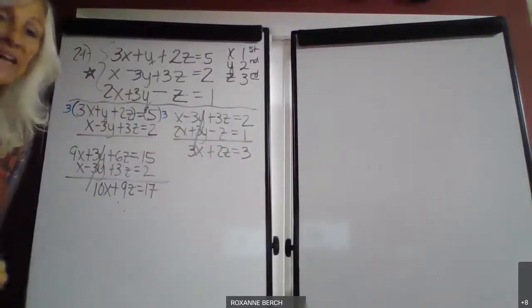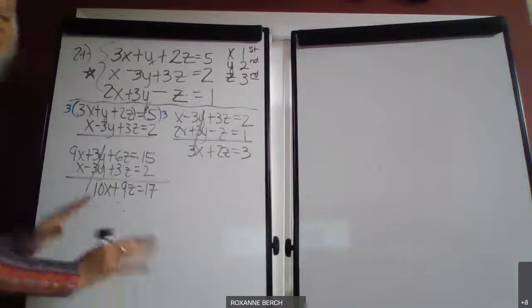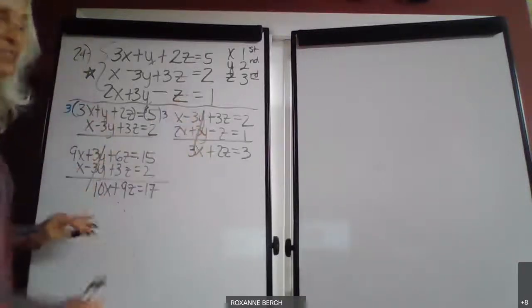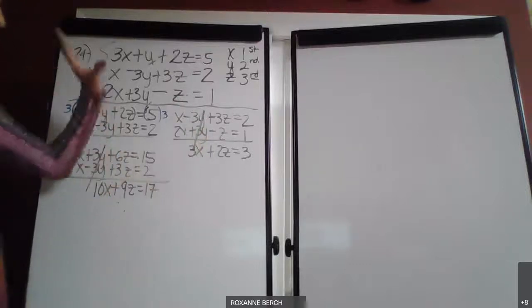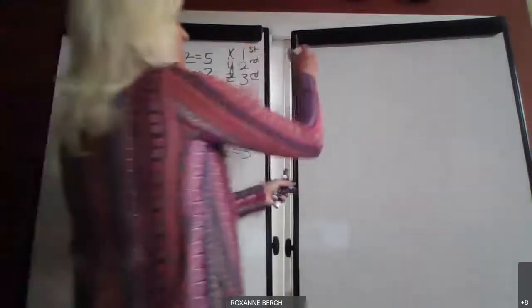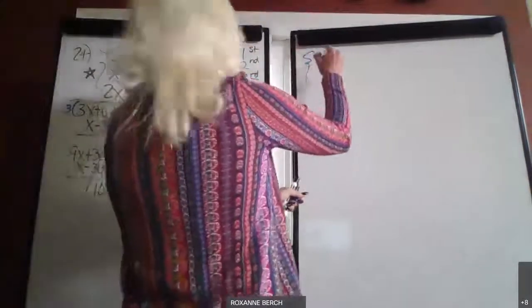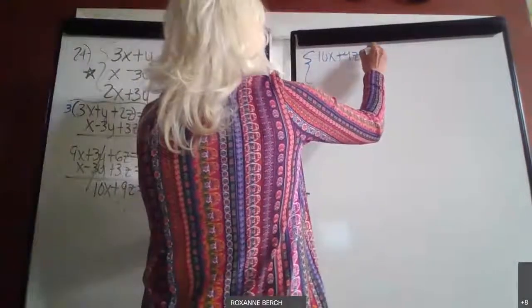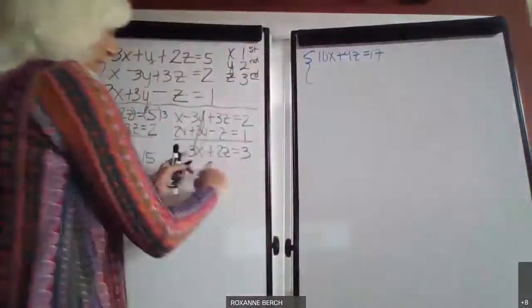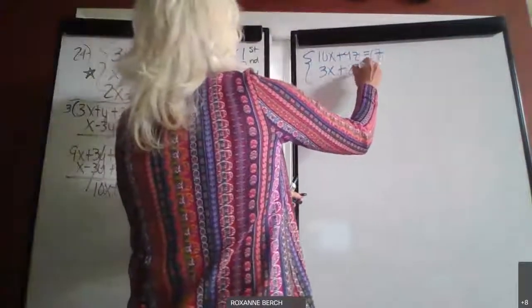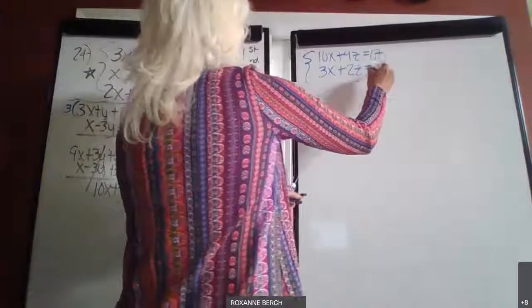Now, remember what I said. You have to eliminate. It doesn't matter what variable you eliminate, but it has to be the same variable. So I eliminated a y and I eliminated a y. And the reason why I did that is now I have a system in two variables, 10x plus 9z equals 17, and 3x plus 2z equals 3.